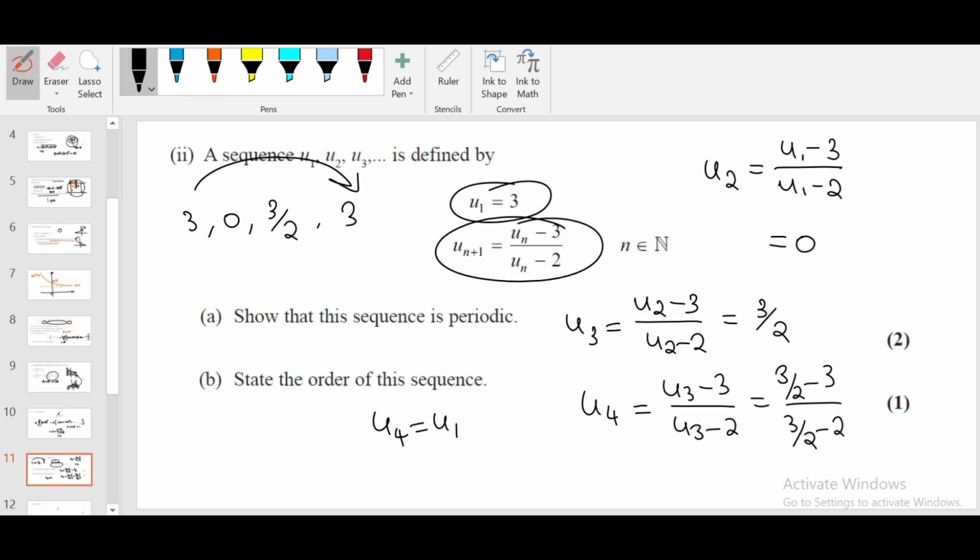What is the order of the sequence? The number of terms that are being repeated, 3. That's the order of the sequence. 3 is the answer here. Order is 3. That's all.